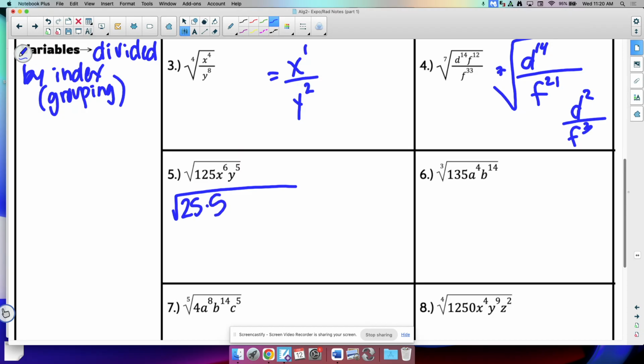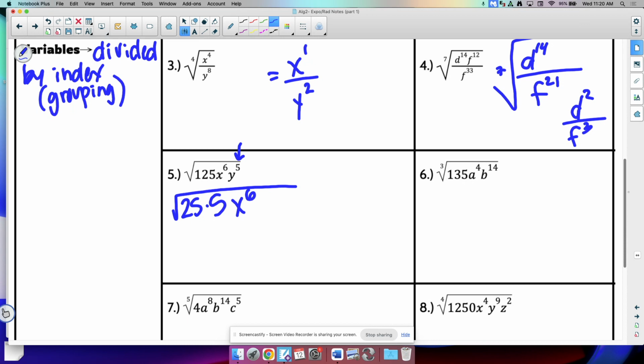Times 5. Now, since we're looking for groups of 2, can I evenly take groups of 2 out of 6? Yes, so I'm going to leave this as is. The y is the problem, because can groups of 2 evenly come out of 5? No, so I want to rewrite that so we have the good part and what's left over. Just like the 125, we did 25, which is the good part, the 5 is what's left over.